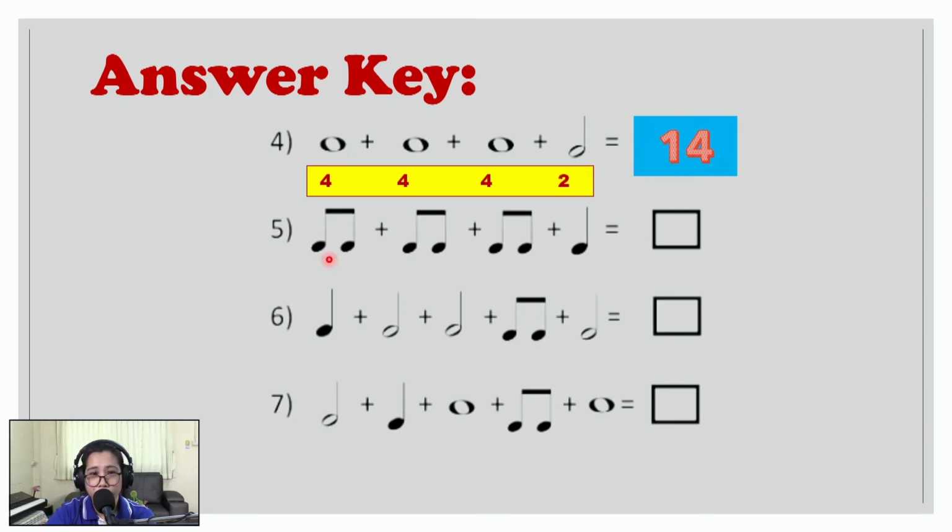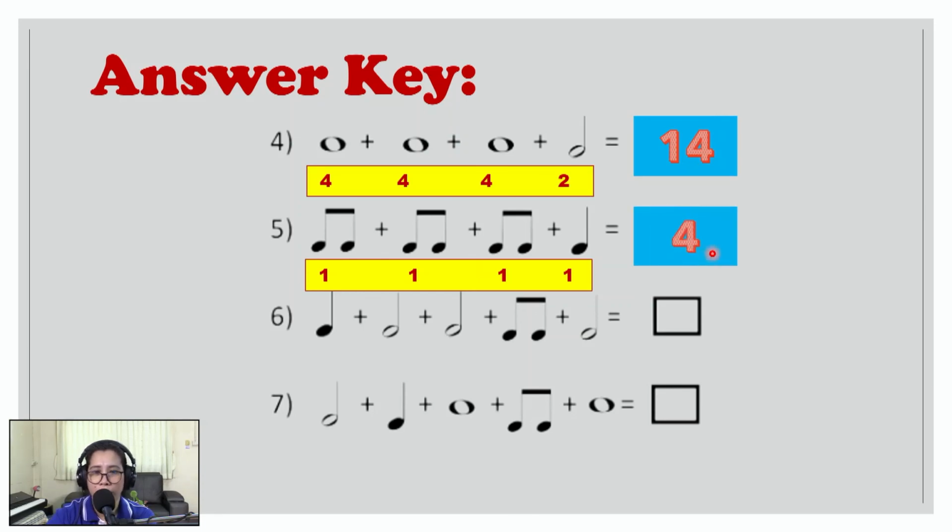14. We have here beamed eighth notes, 1, 2, 3 of them. So as I've said, 1 half plus 1 half is equal to 1. So this is 1 plus 1 plus 1 plus 1 because this is a quarter. Let's see the numbers. There we go. So 1 plus 1 plus 1 plus 1 is equal to, very easy. Okay, 5 seconds to voice out your answer. 1, 2, 3, 4, 5. Answer. The answer is 4.